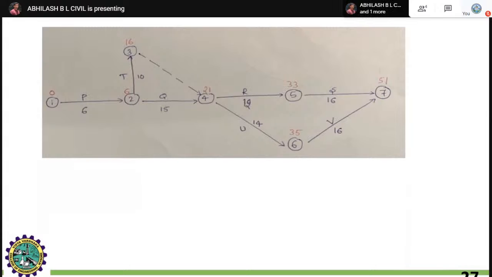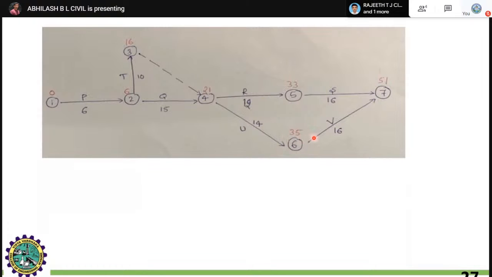You can just take this, and you will get around 33. Similarly, solve for the other one, 21 plus 14, you will get around 35, right? The highest number, you have to note down the highest number. Similarly, you can observe, in order to complete the activity R, that is 33 days, and in order to complete the activity U, it is around 35 days.